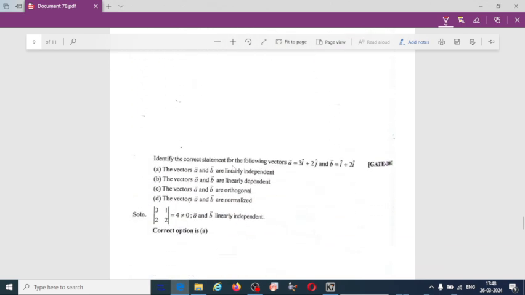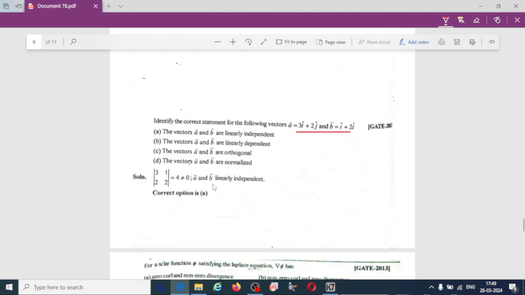Identify the correct statement for the following vectors. So if you take the determinant of the given vectors 3, 1, 2, 2, that is equal to 4, not equal to 0. So if this determinant is not equal to 0, then A and B are what? Linearly independent. If equal to 0, they are linearly dependent. So linearly independent, so option A is correct.